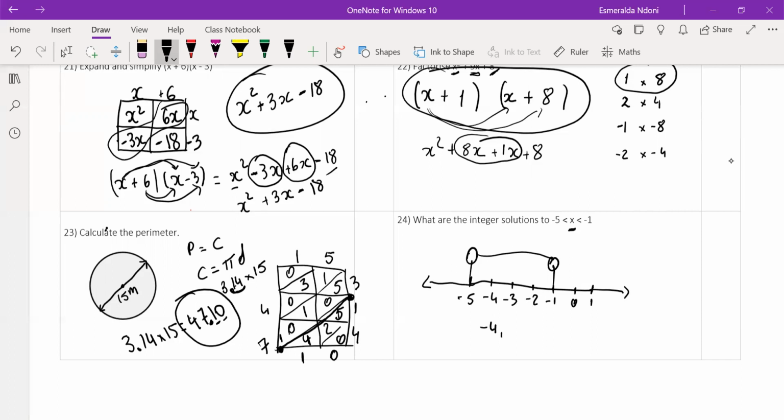-4, -3, and -2. The -5 and the -1 do not get included in the list because in the inequality sign, the equal underneath it is missing. As a result, this is the answer to that question.